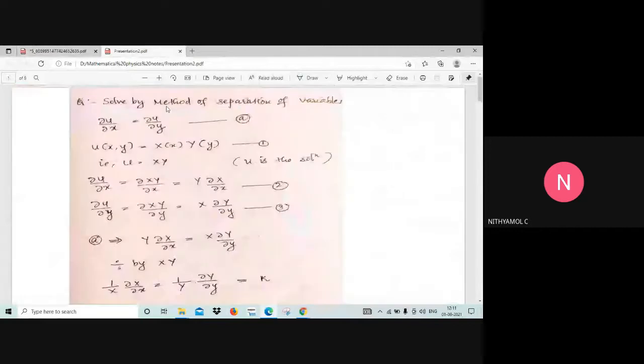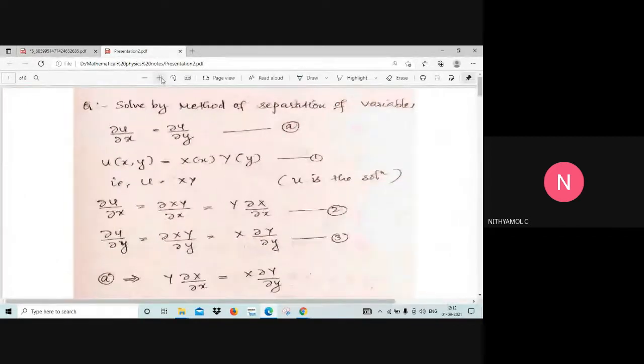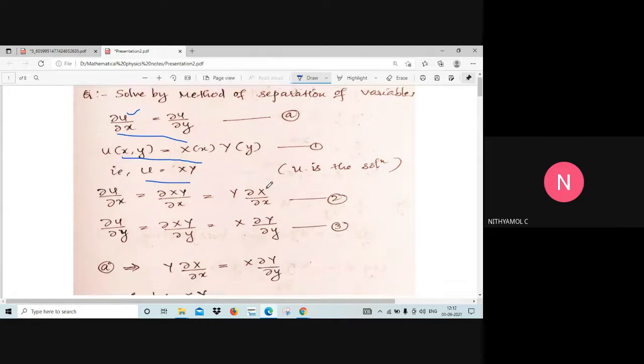So we can see another example from here. Solve by the method of separation of variable. The question is, this is our equation, dou u by dou x equal to dou u by dou y. We have to find out the solution u. So u of xy can be written as XY, that is u is equal to X into Y.